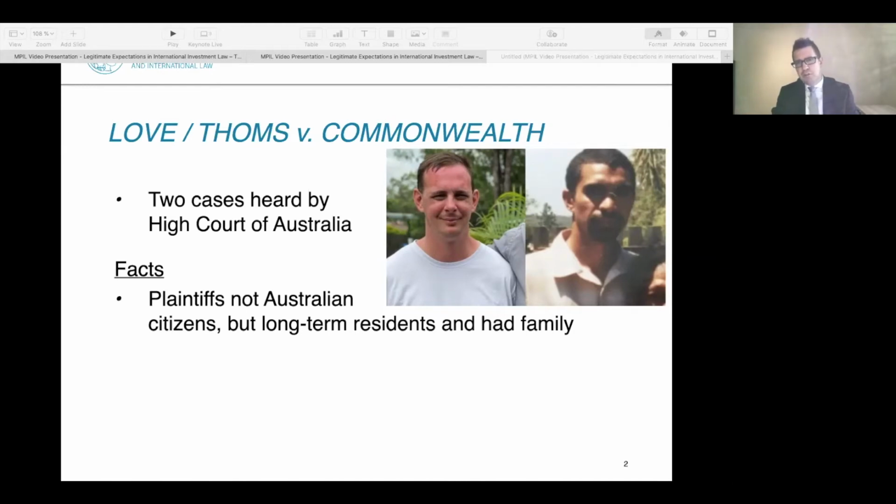The gentleman on the right, that is Mr. Love. He is a citizen of Papua New Guinea. Similarly, he moved to Australia at a fairly young age. I can't quite remember, I think he was even younger, about 3 years of age. And he has basically lived in Australia since that time and has his own family. Both of the plaintiffs are Indigenous Australians. That becomes very important later, and we can talk about it.